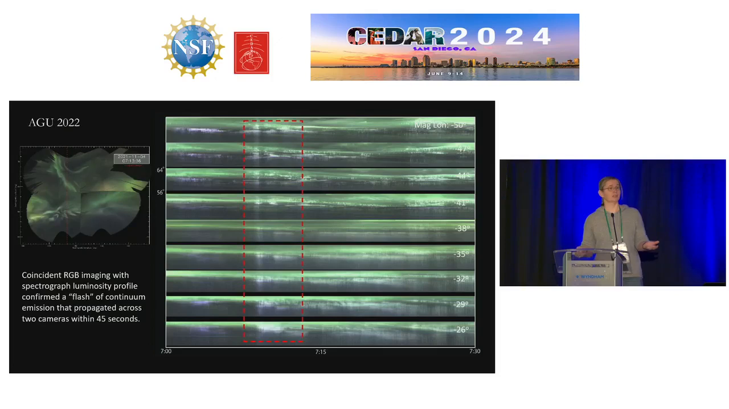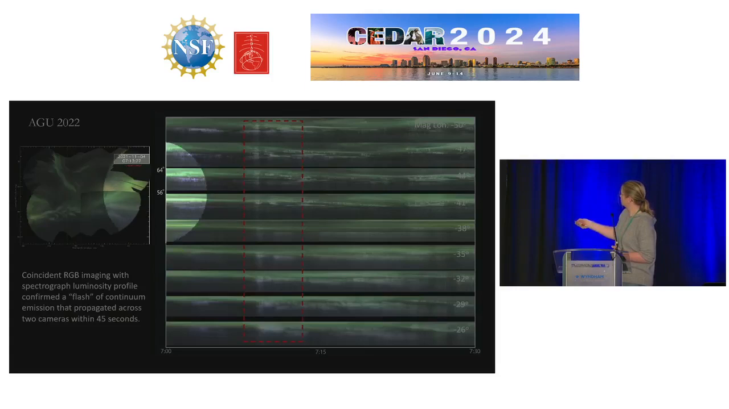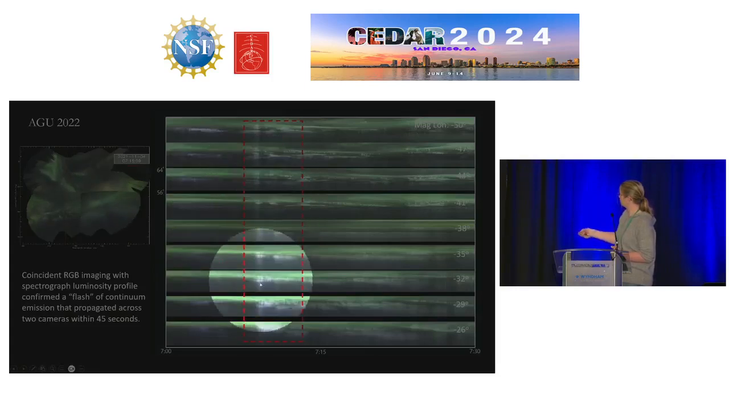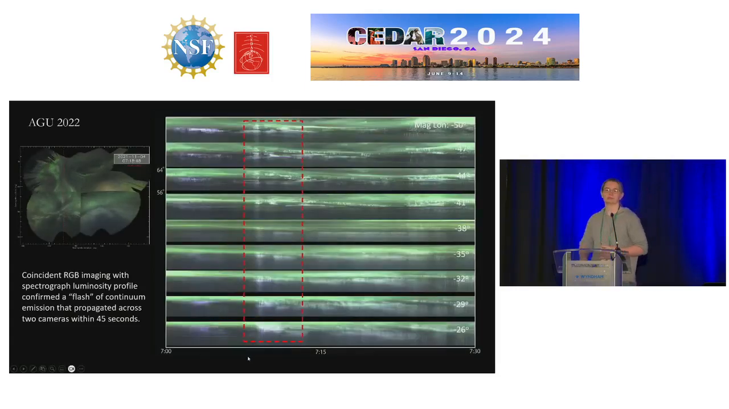Now, normally when we see a flash in the all-sky cameras, we think, snowplow, right? Snowplow, truck, car, something, right? But this flash went across two cameras. And what you're seeing next to it here is different keograms taken from different magnetic longitudes, right? And I've highlighted here this flash that goes through the field of view of two cameras. So this was not a snowplow, okay?